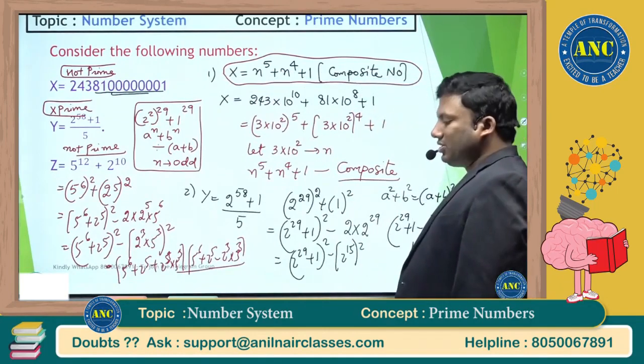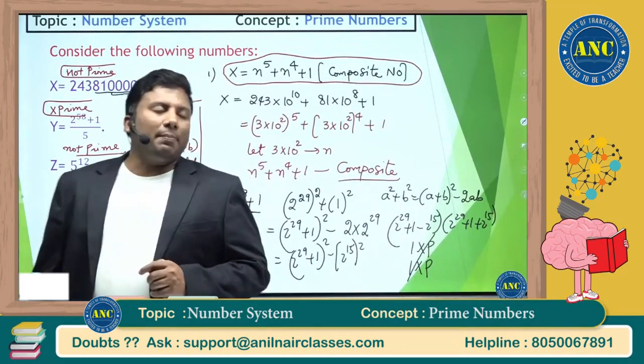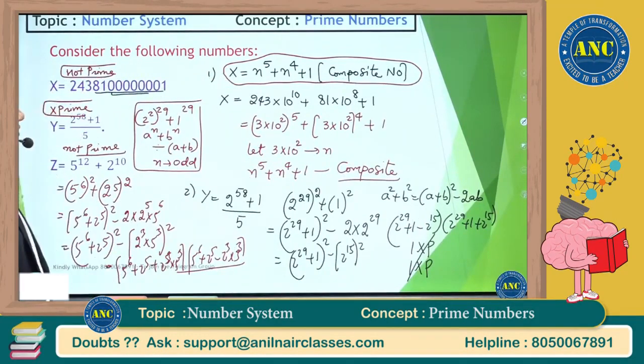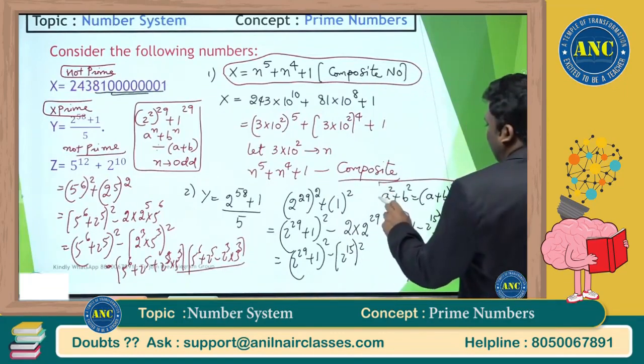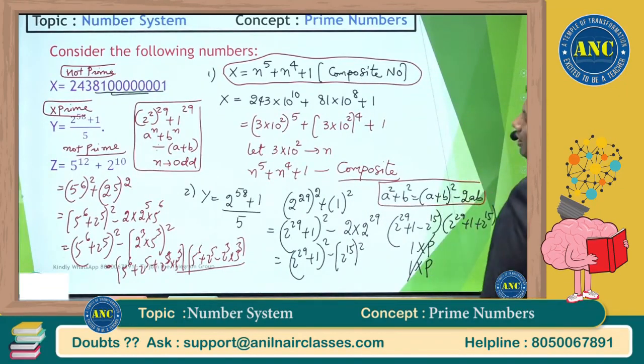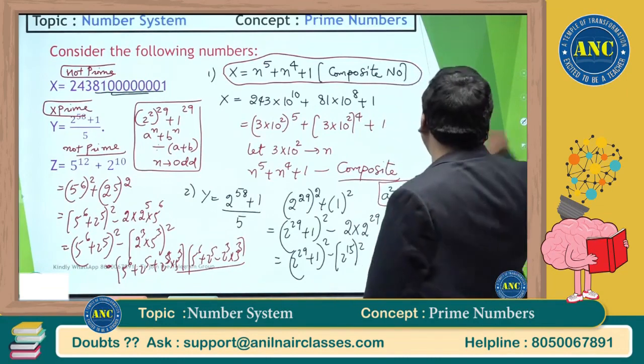N power 5 plus n power 4 plus 1. Any question which is of the form n power 5 plus n power 4 plus 1, it is a composite number. If it is a square plus b square, how to write down the number and try to check whether a number is a prime or a composite. Second question as well as third question. I hope the idea is clear.